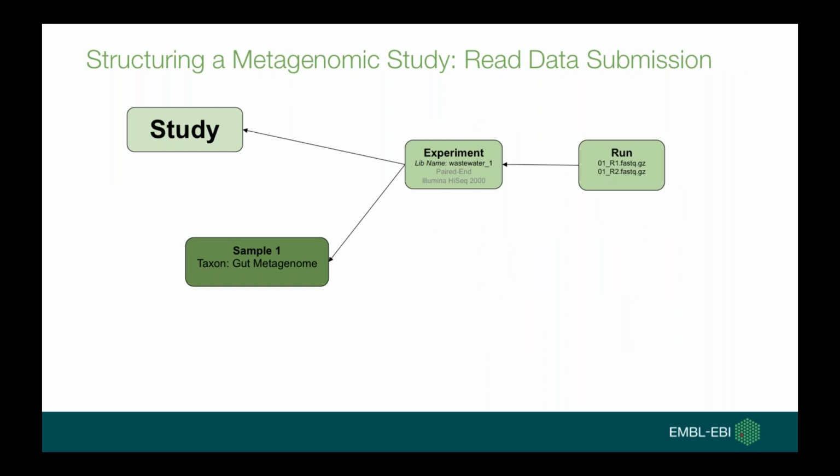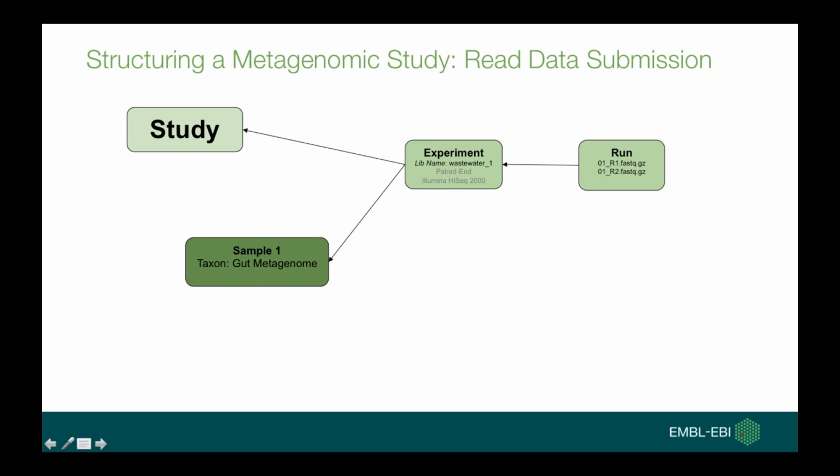So now we talked a little about that. I just want to run you through how you might actually structure a metagenomic study from a metadata perspective. So in the first case, we're talking about read data submission. So this is a study that you might submit which contains a single experiment and run. So the study is over here. As I said, that describes the goals of the experiment.